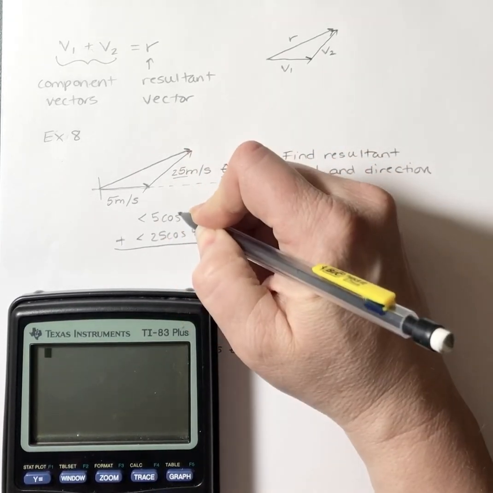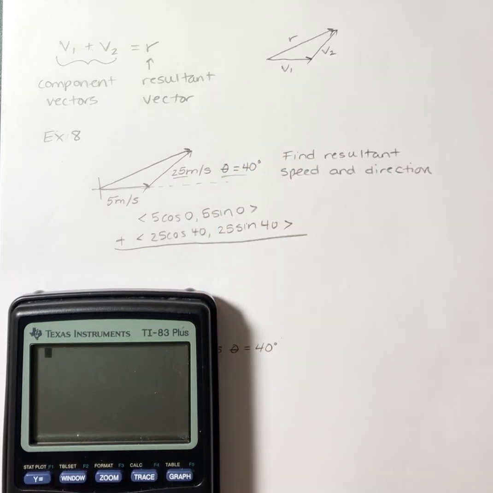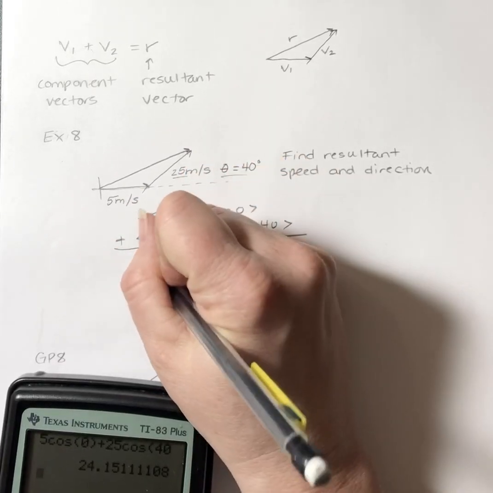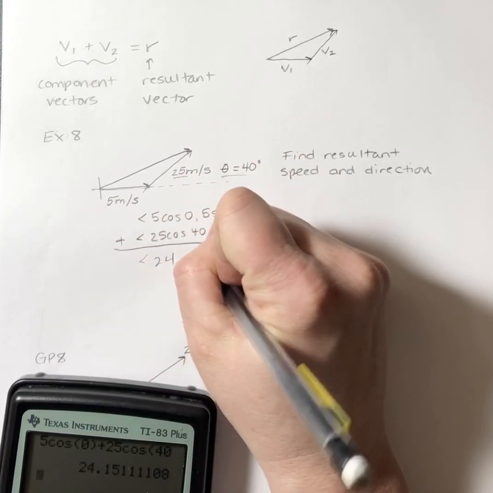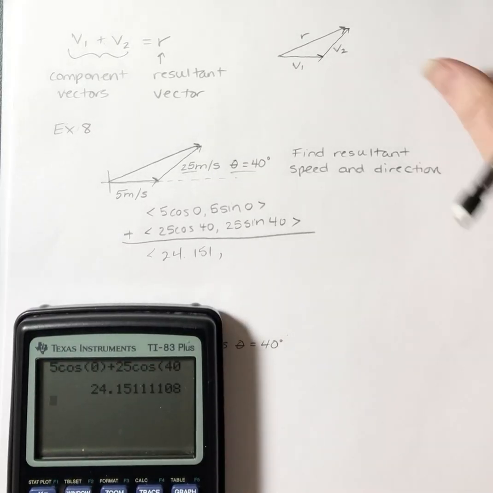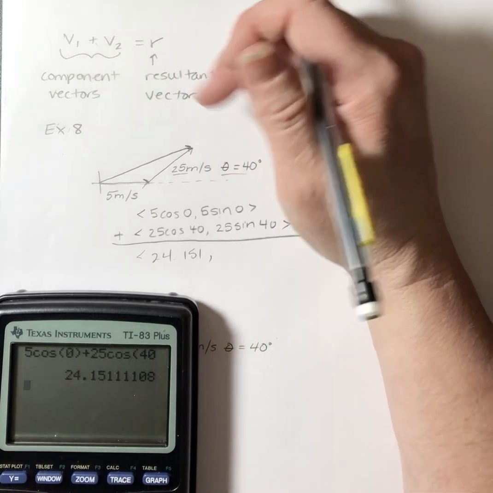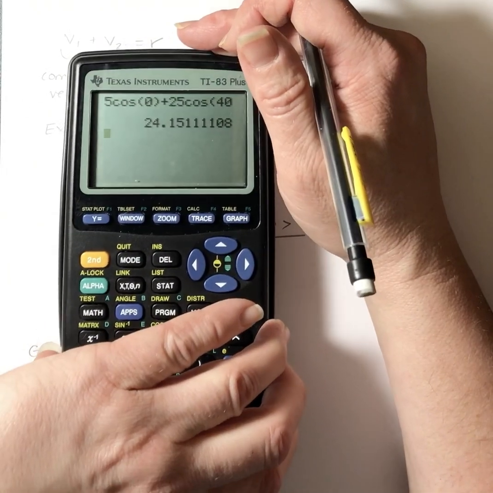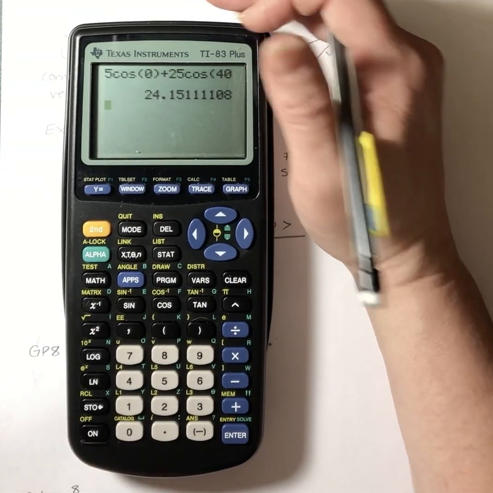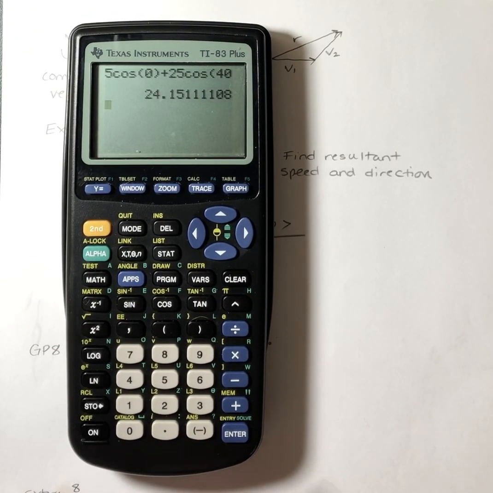So, to find my x component, I'm going to take 5 cosine of 0, make sure you close that parenthesis, plus 25 cosine of 40. So this is about 24.151. I am going to save this in my calculator as A. We did this a while ago, okay? Down here you have the store button. Right above your on key you have the store button. I'm going to store this as A. So I'm going to hit alpha A.